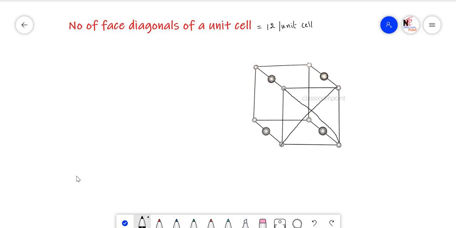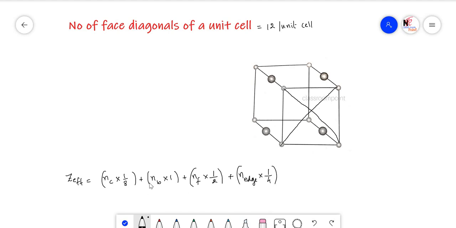So in any unit cell, Z effective can be calculated by using the formula: number of corner atoms into 1/8 part, plus number of body center atoms into 1, plus number of face center atoms into 1/2, because each face center atom is shared between the two, plus number of edge center atoms into 1/4. So just substitute the number of atoms.